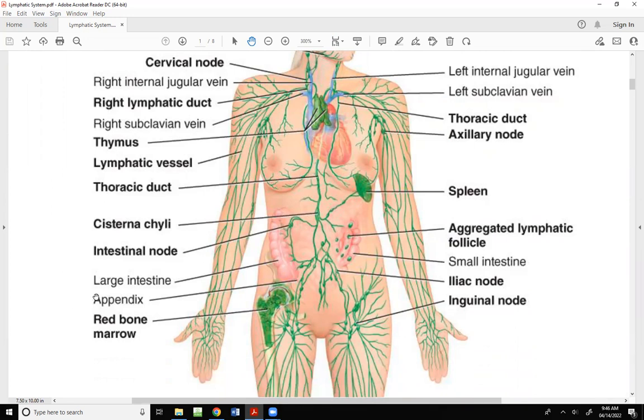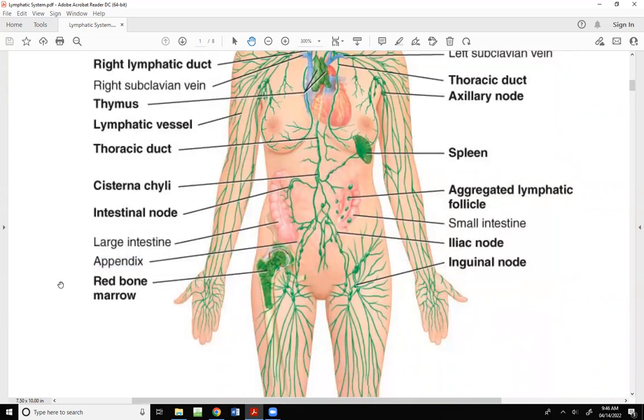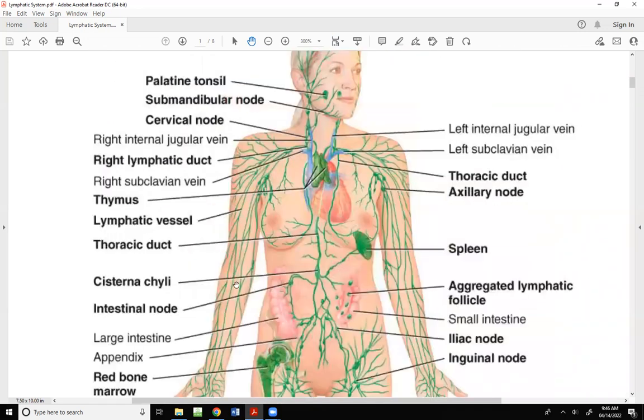I don't know why it's not bolded, because it is a very important structure as far as the lymphatic system is. So highlight the appendix and then highlight the red bone marrow. Over on the left side of the body, right side of the image, I want you to highlight the thoracic duct, the axillary node, the spleen.